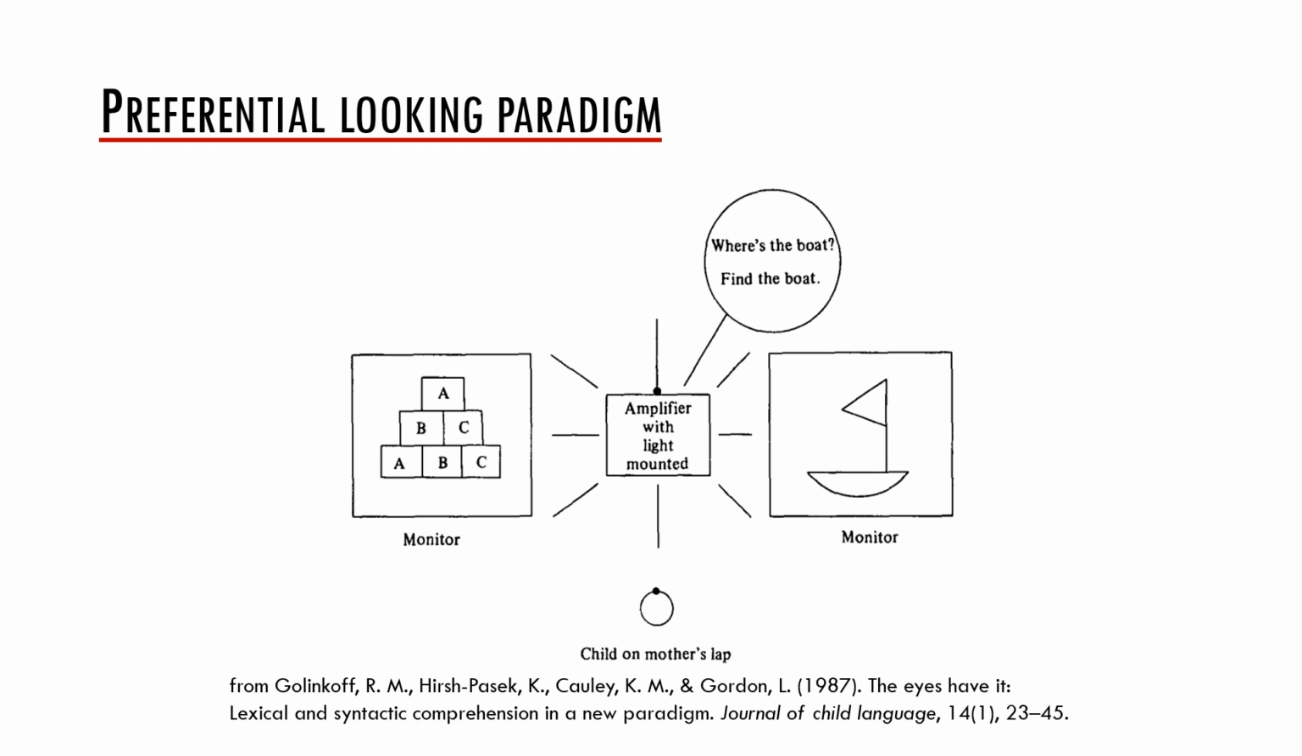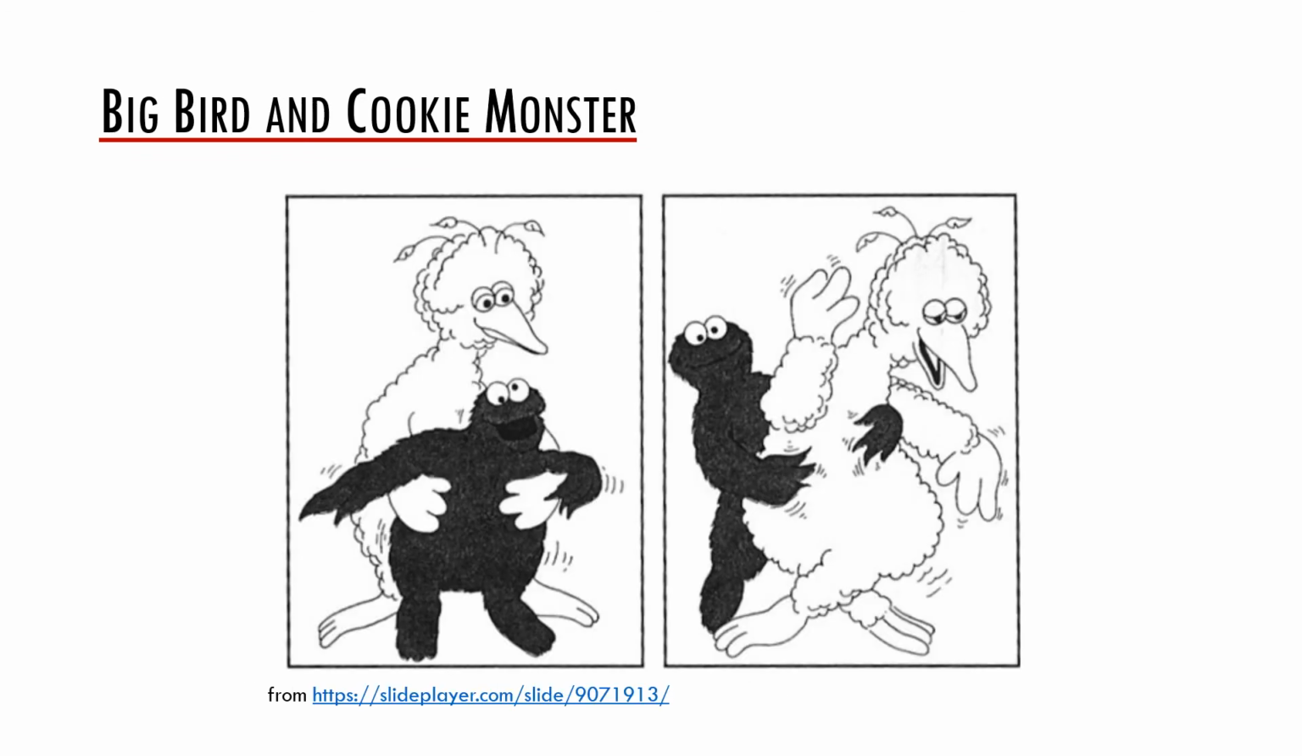Find the boat. Importantly, the boat in this case is only on one of the monitors. In case the child knows the word boat, it should look to the monitor on the right. What is measured is the gaze direction of the child. On this schema, the method is applied for word knowledge, but it can of course be applied to grammatical knowledge too. For example, if we would want to test the sentence Big Bird is tickling Cookie Monster and Cookie Monster is tickling Big Bird, we could use pictures such as these.